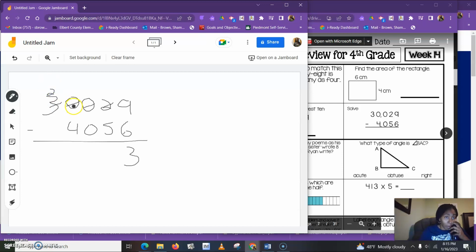My 0 here becomes a 10, but it can't stay a 10 because I have to borrow and give it to the number in the hundreds place. So this 10 becomes a 9, and this 0 becomes a 10. But I can't keep it as a 10 either because I have to give it to the tens place. So this 10, I have to borrow from it, so it becomes a 9. And my 2 becomes a 12.